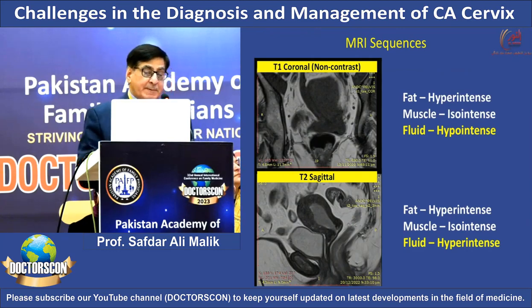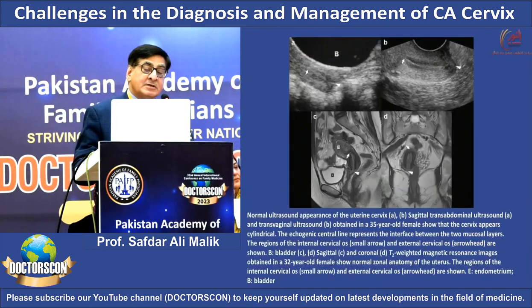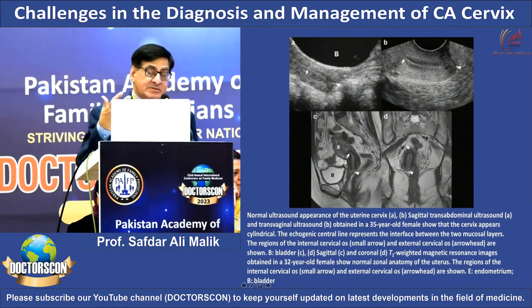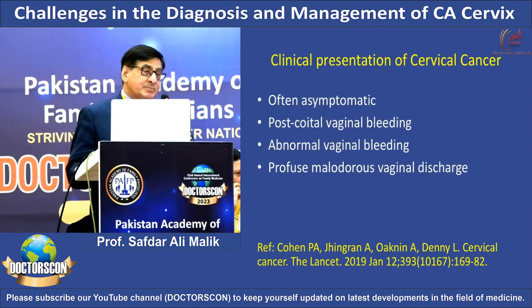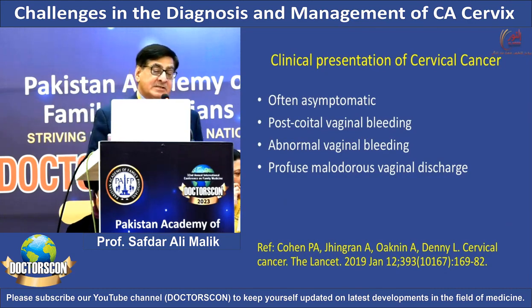Just to show you how the images look like on ultrasound and MR. Look at the cervix and look at the MRI. You can appreciate this uterine cavity, and that is the cervical canal. Very nicely appreciated on the coronal as well as in the sagittal and the axial sections. And if it is irregular, thickened, now let's start with the presentation of cervical cancer.